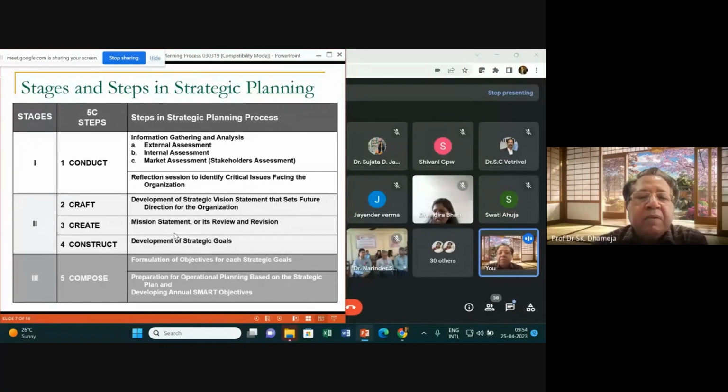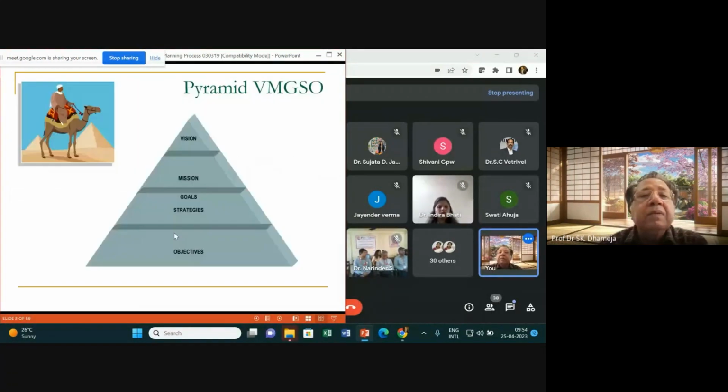And developing annual SMART objectives. SMART, we know: specific, measurable, actionable, realistic, and time oriented objectives. Okay. So this is basically a pyramid in which you have the vision at the very top, which guides your organization.